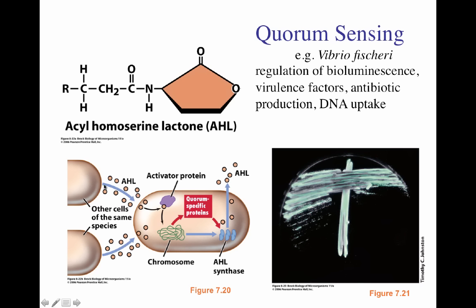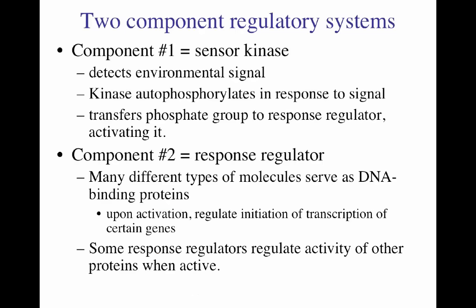Since the concentration of AHL is going to be high on the outside, it's going to diffuse passively inside the cell, activating an activator protein that is going to result in the activation of quorum-specific proteins. One of them is going to be the AHL synthase, which is going to result in the production of more AHL. Vibrio fischeri is a marine gram-negative microorganism whose genes for bioluminescence are controlled under quorum sensing, and that is the image that you see here on the right. We're going to spend some more time in the next lecture looking at that for your enjoyment.